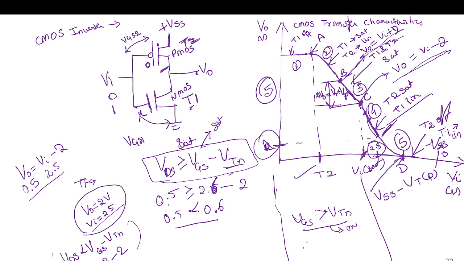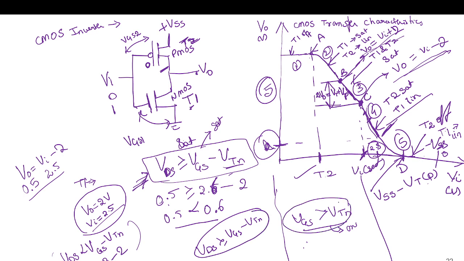I'm sorry, I have written this condition wrong. It is VDS greater than or equal to VGS minus VT for saturation. By using these two equations and substituting the values of the potentials, you can get the region of operation. Is it clear now? Yes, I think you got the region.